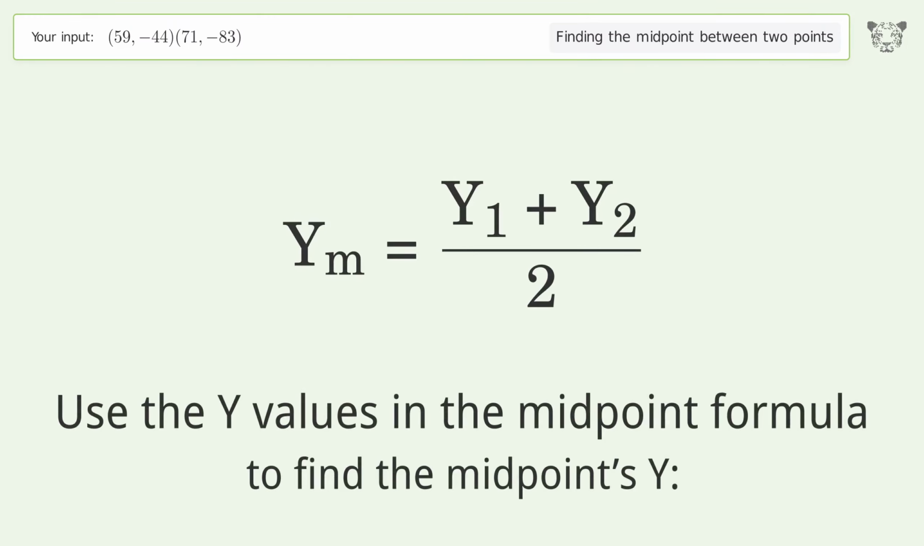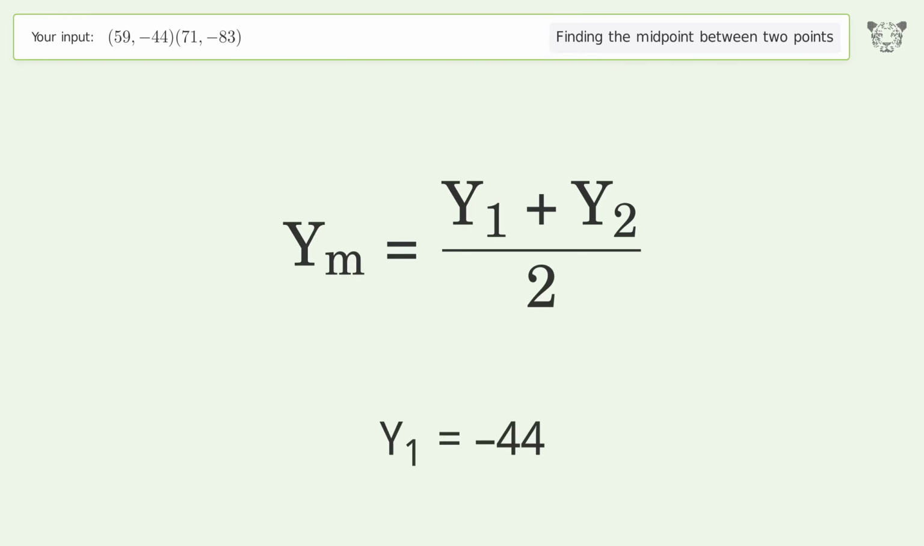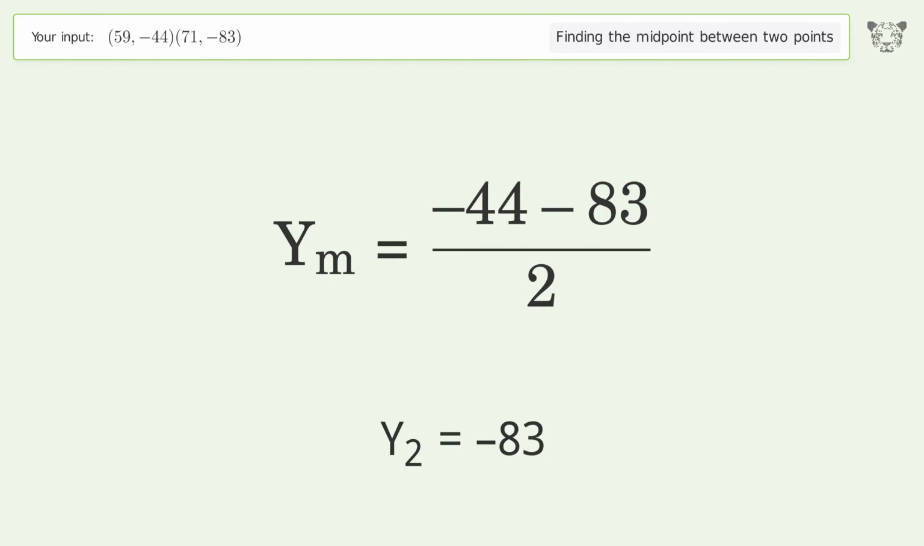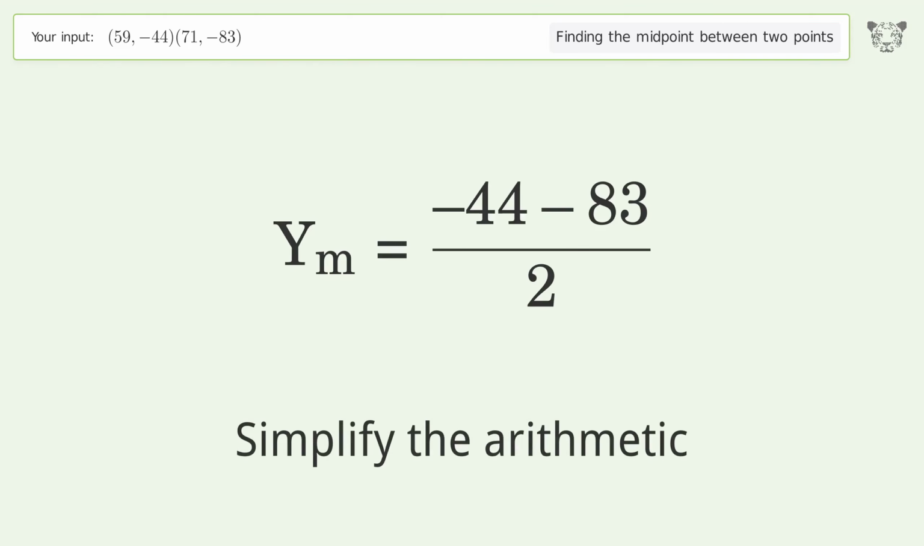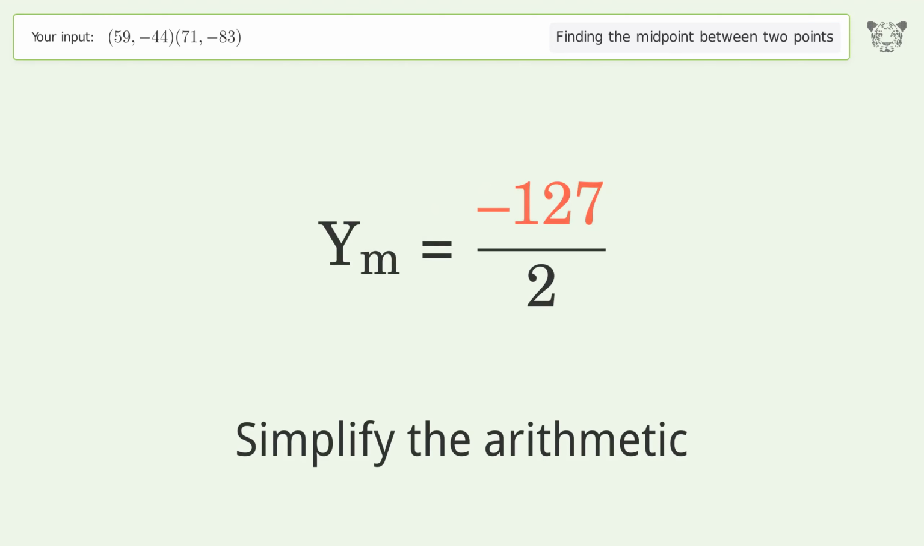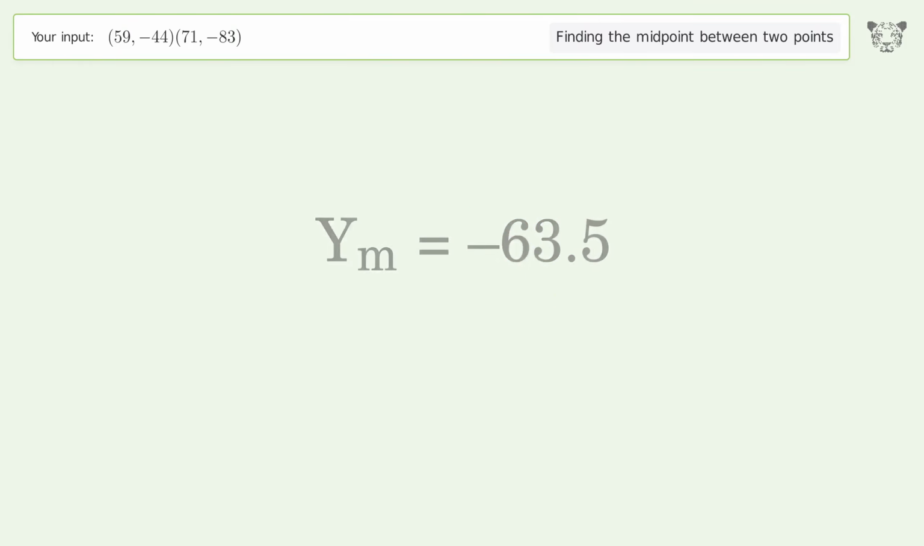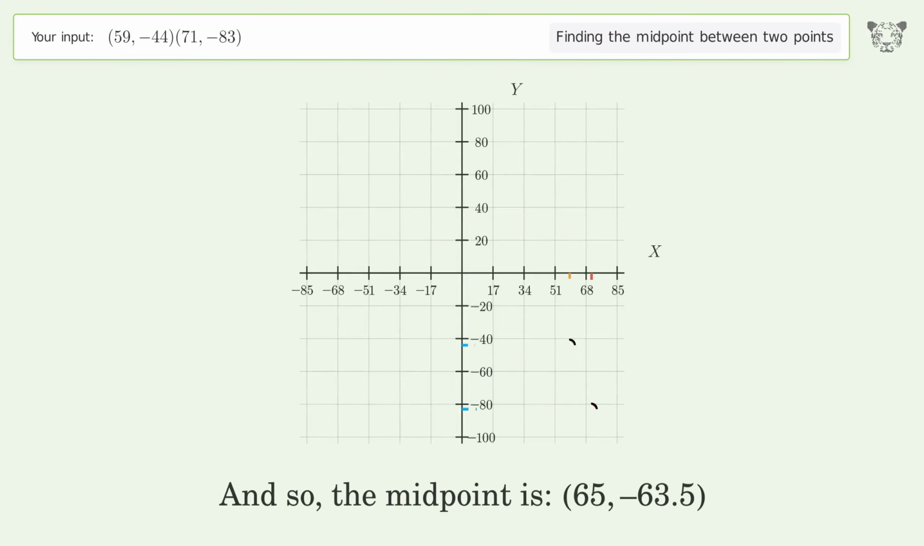Use the y values in the midpoint formula to find the midpoint's y. y1 equals negative 44. y2 equals negative 83. Simplify the arithmetic. And so, the midpoint is 65, negative 63.5.